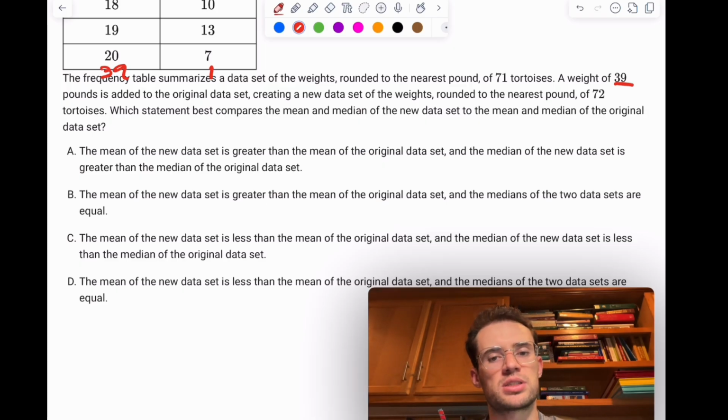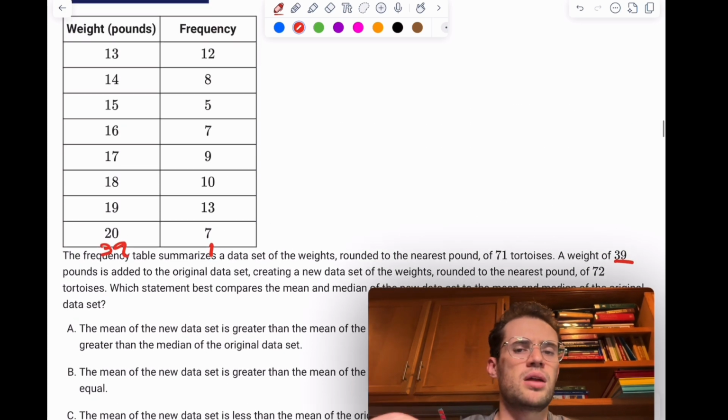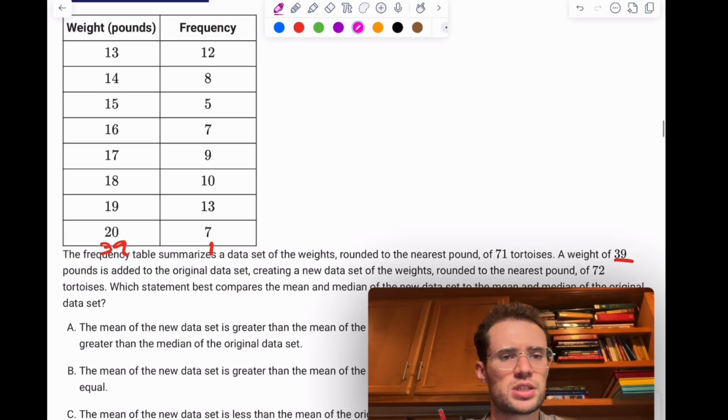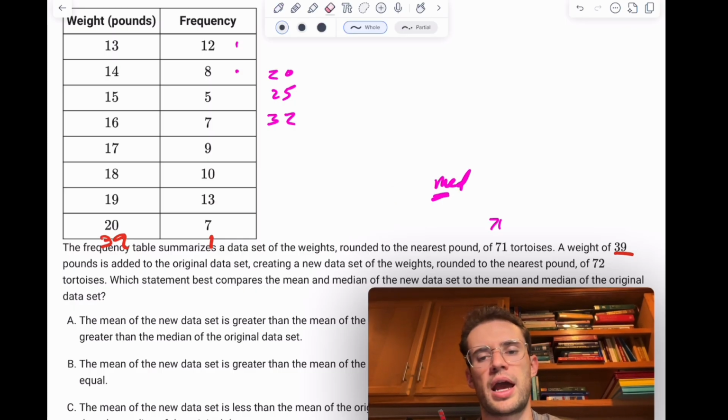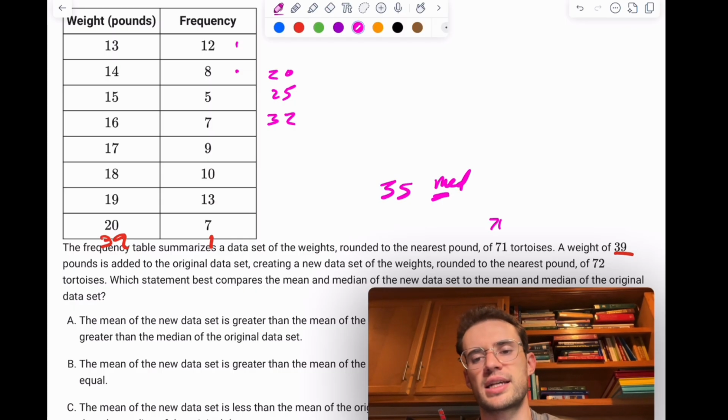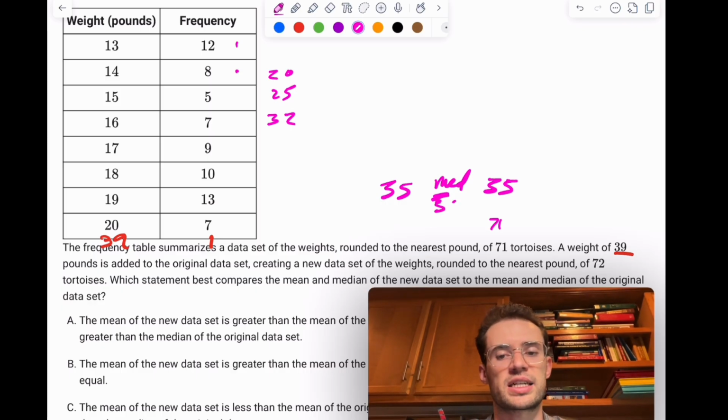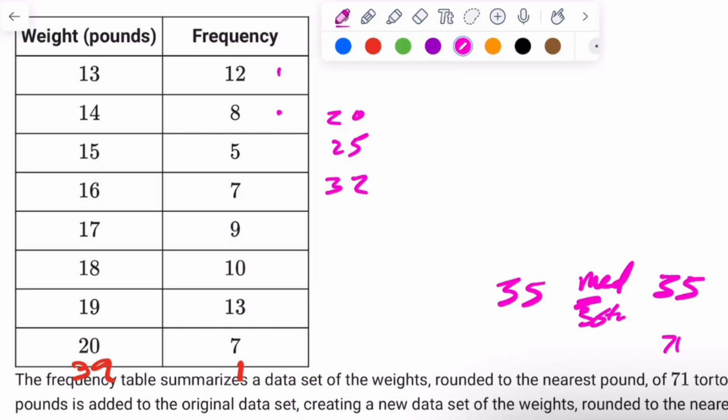Which statement best compares the mean and median of the new data set to the mean and median of the original data set? Well, first let's figure out what the median was. So there are 71 tortoises. So just think of it subtract 1 from it because the 1 is going to be your median. And then you've got 35 values that are less than that, 35 values that are greater than that. So we're trying to find basically the 36th value. And we got 32. So the 36th is going to be somewhere in here. Right?